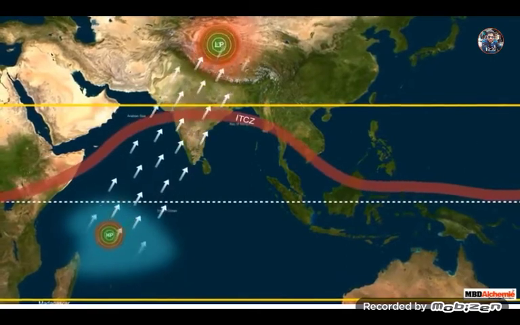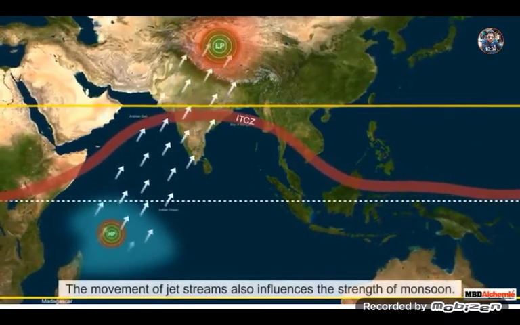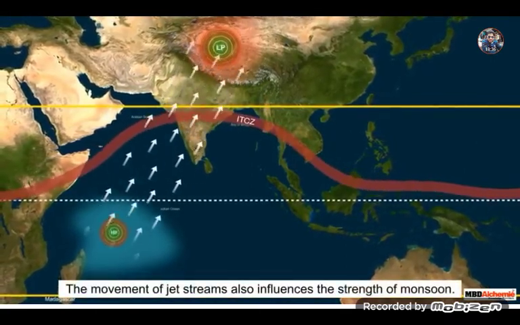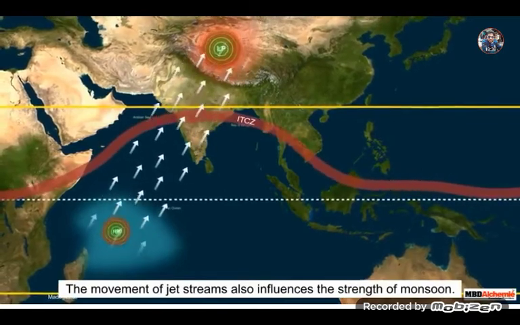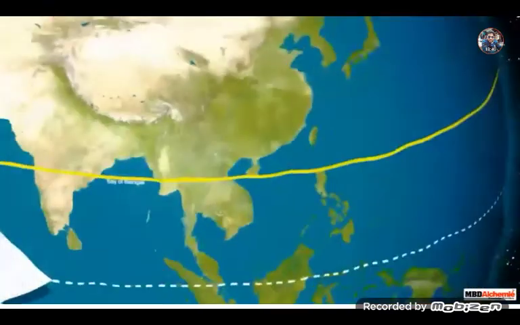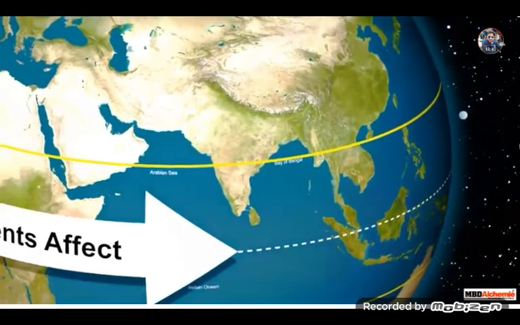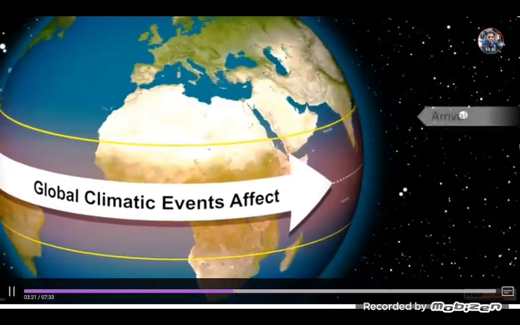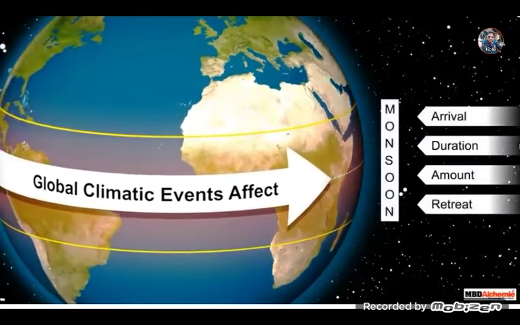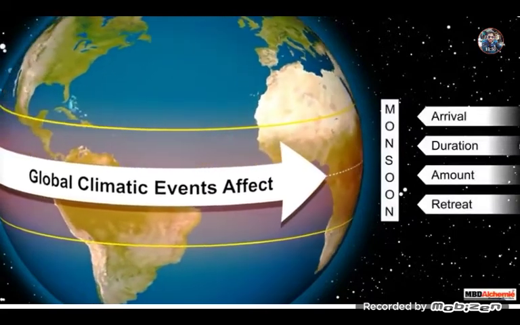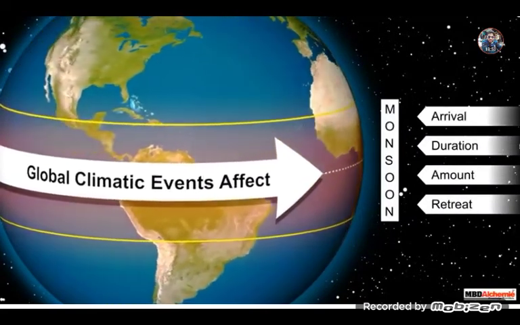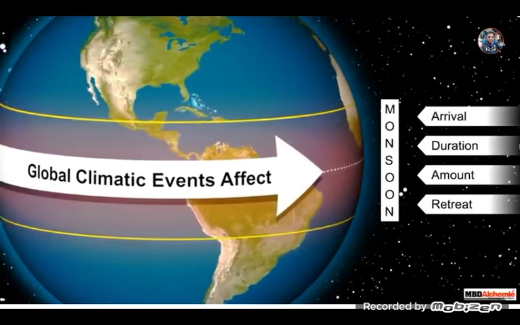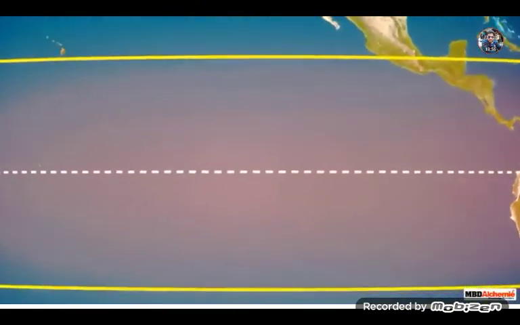Around the same time, the movement of upper air circulation, or the jet streams, also affects the summer and winter monsoons of India. The global climatic events of changing pressure system over oceans have tremendous effect on the arrival, duration, amount, and retreat of monsoon in India. The equatorial belt or the tropical region of the Pacific and Indian Oceans faces the maximum effects.